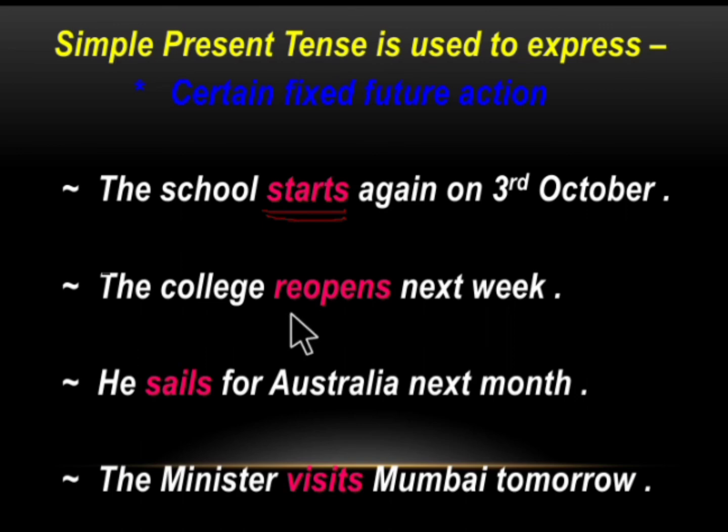The college reopens next week. This is a similar example as the previous one. He sails for Australia next month. This is a fixed plan. There is no change in his plan. So he is the subject and sails, we add s to it because this is a singular subject. The minister visits Mumbai tomorrow. Here the minister is singular and visits, we add s to the verb. These are fixed future actions and so we use simple present tense.